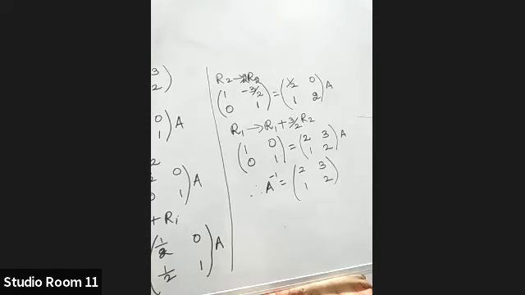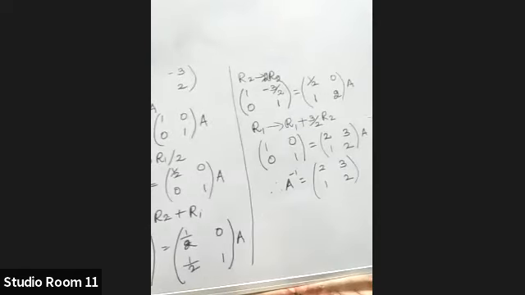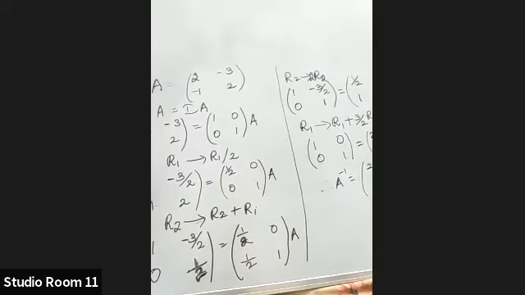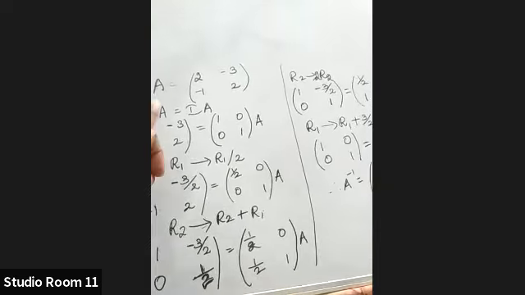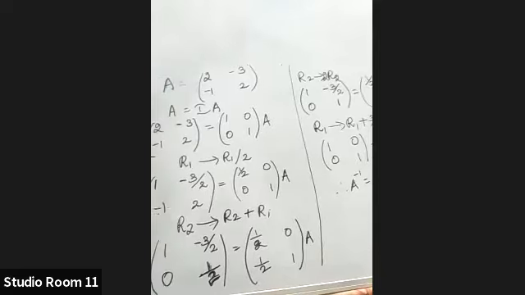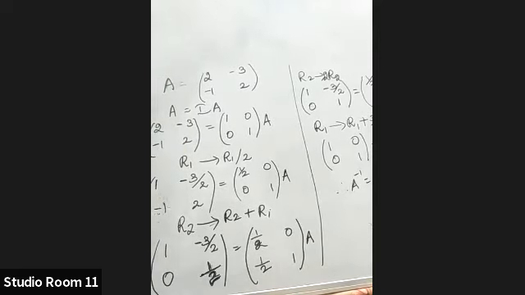Listen, Michael, which step are you not able to follow? Which step? First step and all, is it okay? We are using A equals IA. In the LHS, we should make the given matrix into identity. Identity of order 2 means 1 0 0 1.